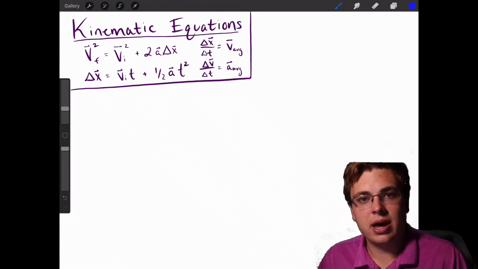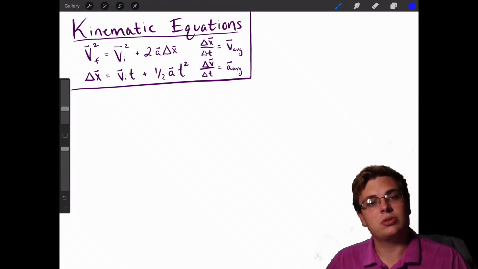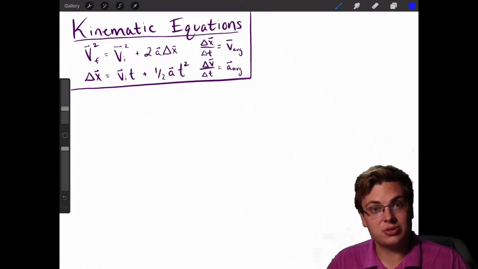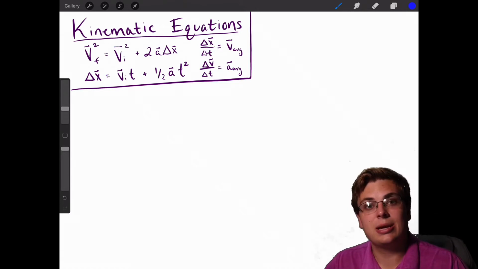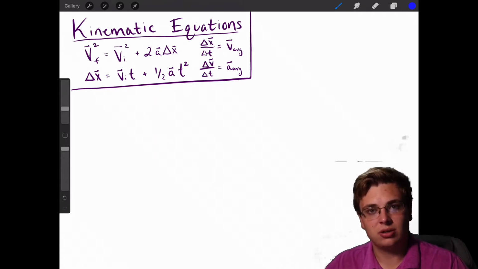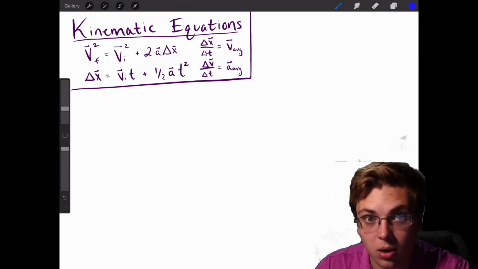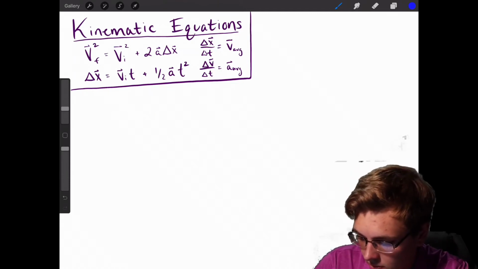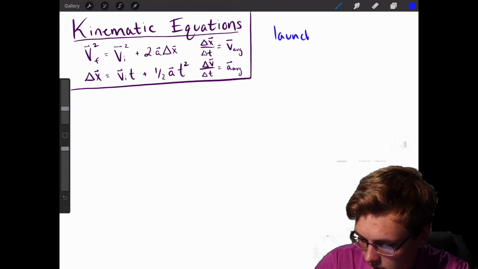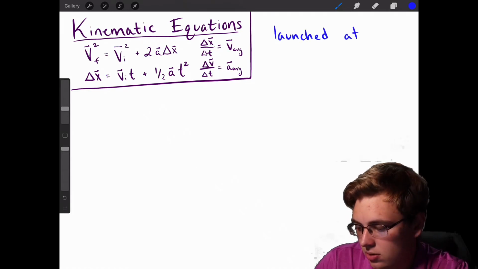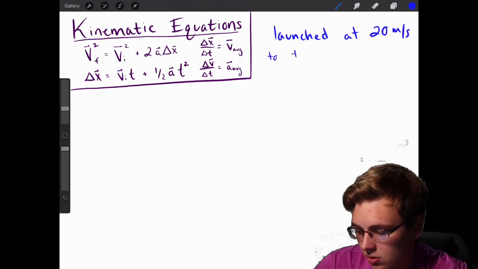So now that we took a look at using our trig and vector resolution, and finding that resultant, now we can actually look to kinematics and use kinematics to find that resultant vector. So how can we do that? Say we have a ball or a projectile launched at 20 meters per second to the right.